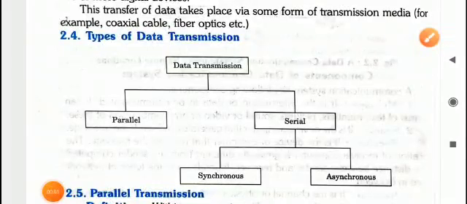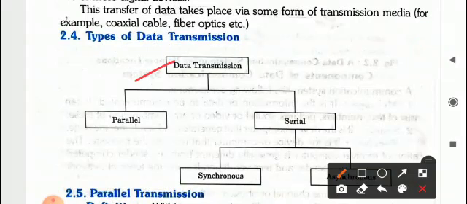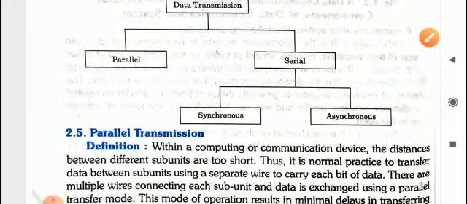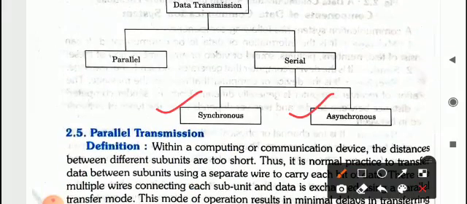Hello student, welcome back. In the previous video, that is part 1 of computer network, we have studied till components of data transmission. Now here we will cover types of data transmission. Data transmissions are basically of two types. One is parallel and the other is serial. Serial is further divided into two types, that is synchronous and asynchronous.